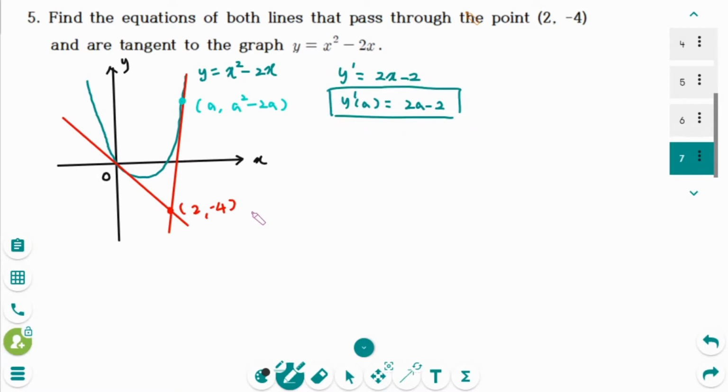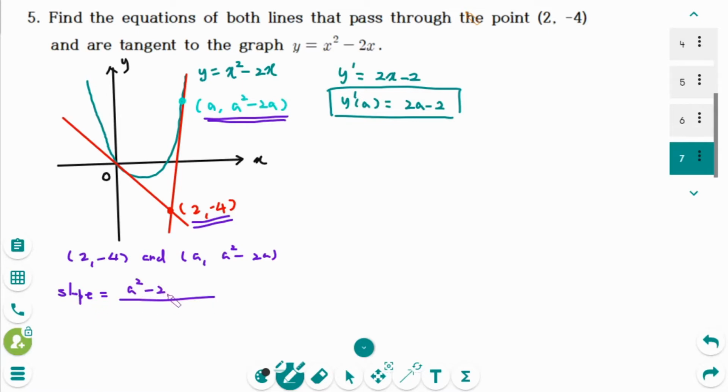Now, find the slope of the tangent line with these 2 points. So (2, -4) and (a, a squared minus 2a). So slope equals a squared minus 2a minus negative 4, over a minus 2. So a squared minus 2a plus 4 over a minus 2. Then these two slopes are the same.